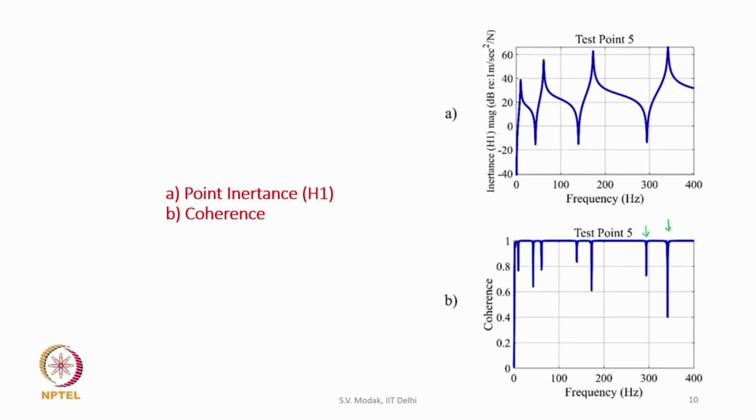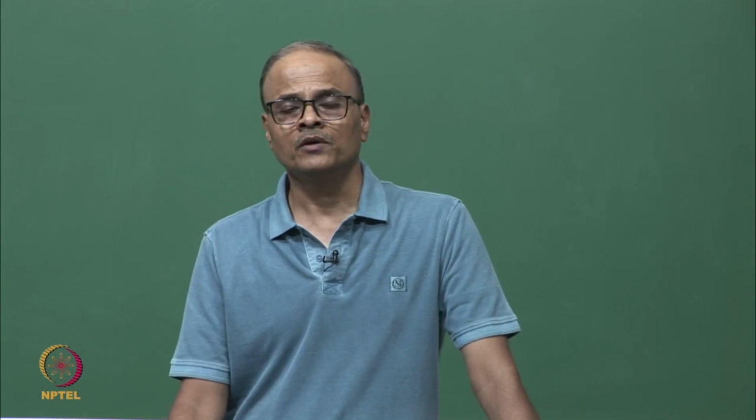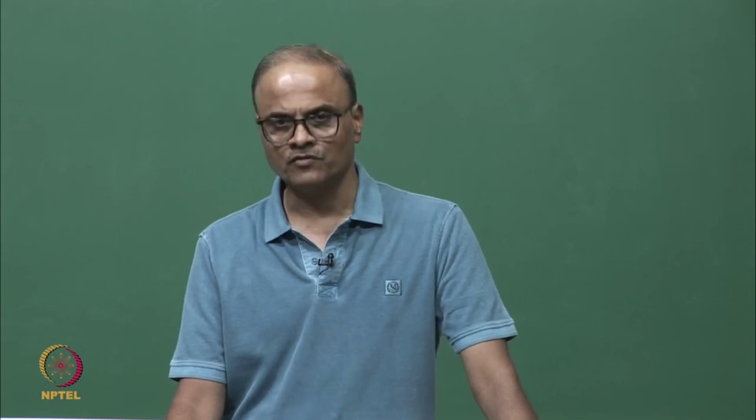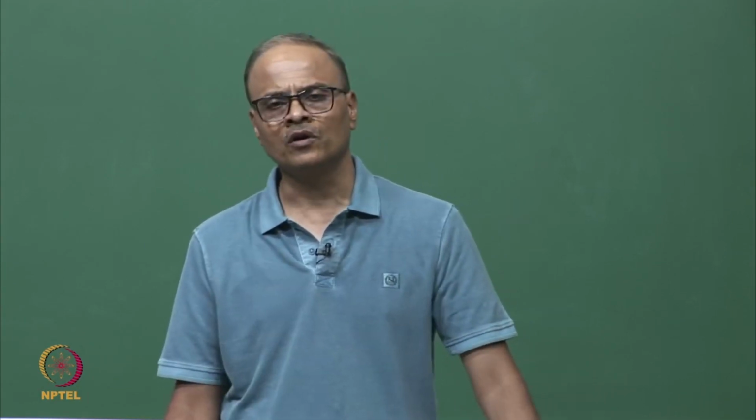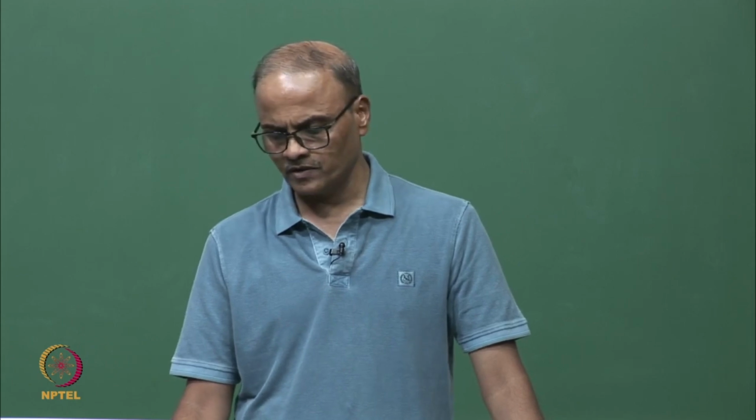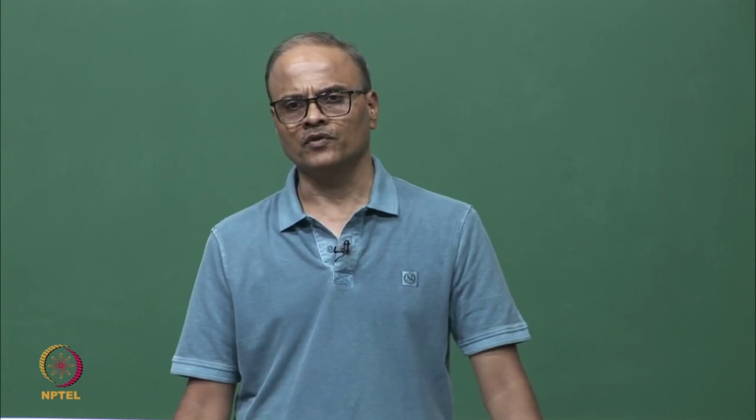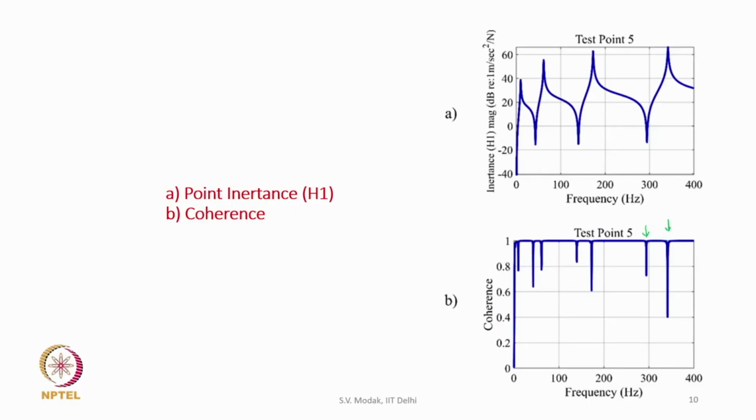Now, the question arises why the coherence is poor at resonance and anti-resonance frequencies. At anti-resonance frequencies the signal level is very low, right, the response is low, and that is why the signal to noise ratio would be poor at the anti-resonance frequencies, which leads to poorer coherence. But what about resonance frequencies? Why is coherence not good at the resonance frequencies of the structure?